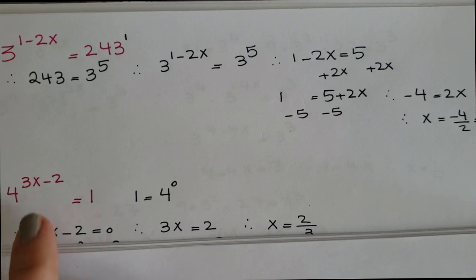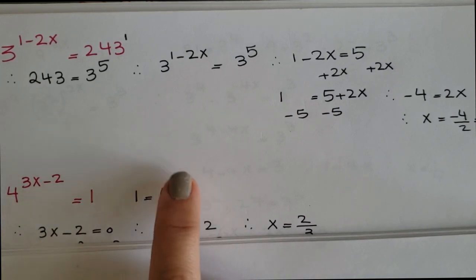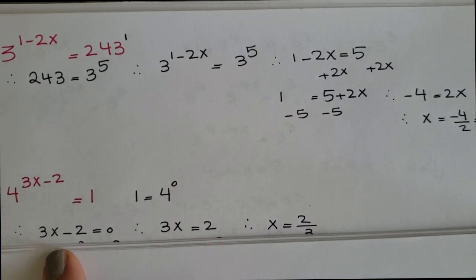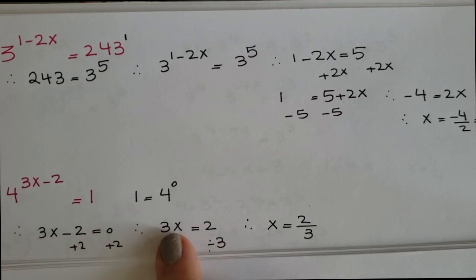Then it turns into 4 to the power 3x minus 2 equals 4 to the power 0. So that means the exponents must be the same. 3x minus 2 should be equal to 0. Then I add plus 2 to both sides, and then I solve this linear equation. It reduces to 3x equals 2. Then I divide both sides by 3, and I get my final answer.